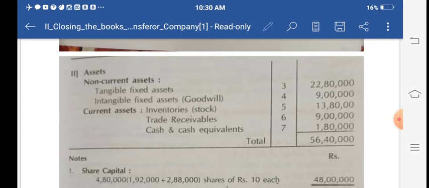Next, inventories, stock also we have to combine for Surya Company Limited and Udaya Company Limited. The total will be 13 lakh 80,000, as well as the trade receivable, note number 6, which is 9 lakh. So trade receivable 1 lakh 80,000 plus 7 lakh 20,000 is 9 lakh. Next, cash and cash equivalent, note number 7, which is 1 lakh 80,000. The total of the assets is 56 lakh 40,000.